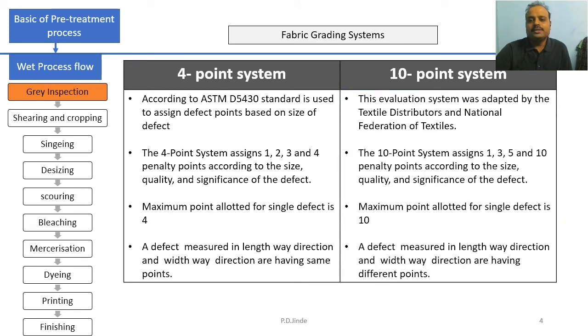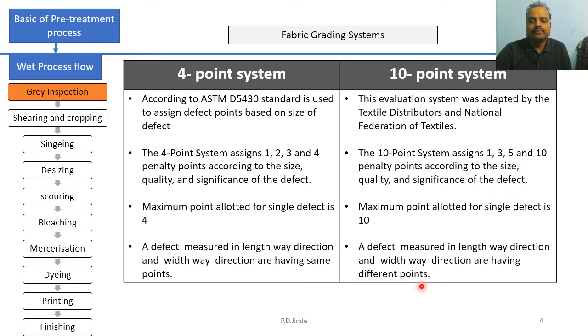Now the 10-point system differs only in the points given. Here the 10-point system assigns 1, 3, 5 and 10 penalty points according to the size, quality and significance of a defect. The maximum point allotted to a single defect is 10. That means if a defect is worst, 10 points are given to that defect, and if a defect is very small, based on intensity and size, 1, 3 or 5 points can be allotted.